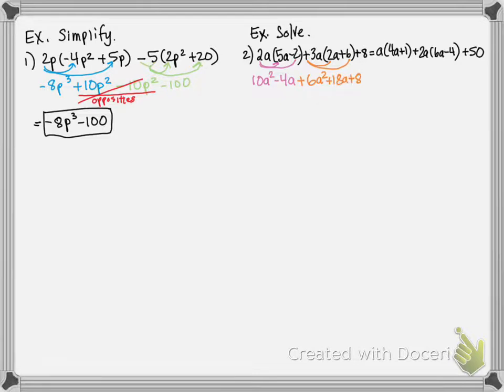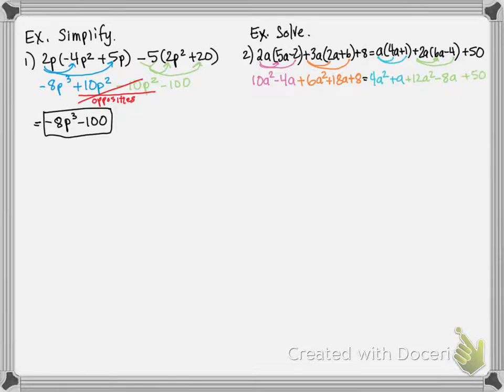And then we're going to have that equal. And then we're going to go ahead and multiply a times 4a, which is going to give me 4a squared. And then we're going to multiply a times 1, which is going to give me an a. And then we're going to multiply 2a times 6a. That's going to give me 12a squared. 2a times negative 4 is going to give me negative 8a. And then we're going to have plus 50.